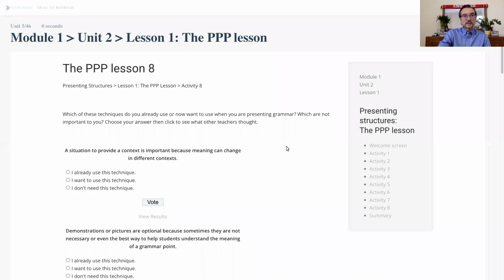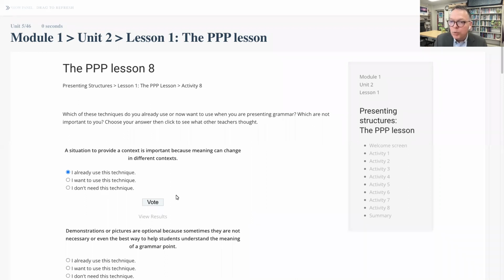So Steve, I'm going to take your answers for this. A situation to provide a context is important because meaning can change in different contexts. Yes, I already use this technique. And just to say, I'm teaching first year at university in Japan. So 18-year-olds who've been studying English for up to 10 years now.